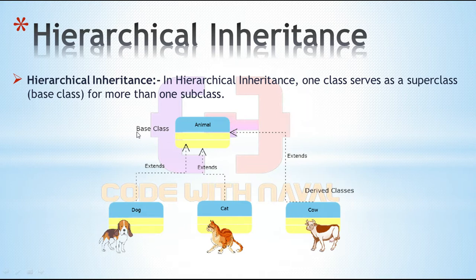You can see here we have one base class, Animal, and here Dog, Cat and Cow. These three are derived classes. They extend features and properties of the Animal class. Now let's see one more example in practical. I'll simply open Eclipse for that.